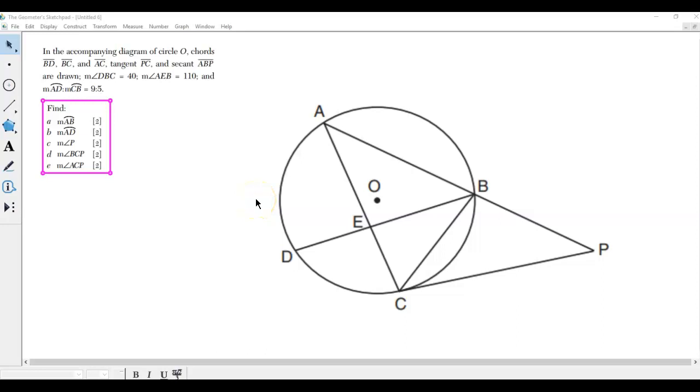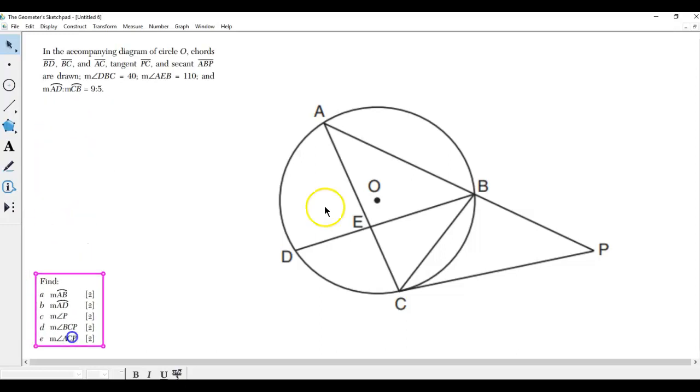Okay, I love these circle problems. So we need to find A through E. I don't really care what those say. I could just hide those literally for now. I'm going to try to find everything that I possibly can.